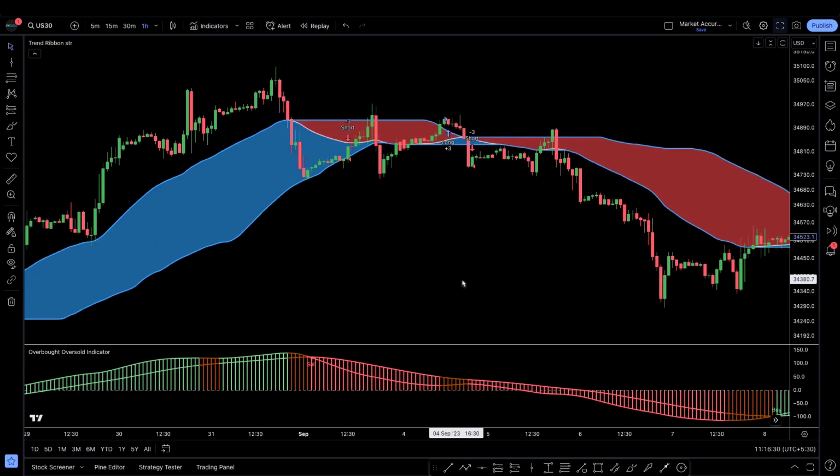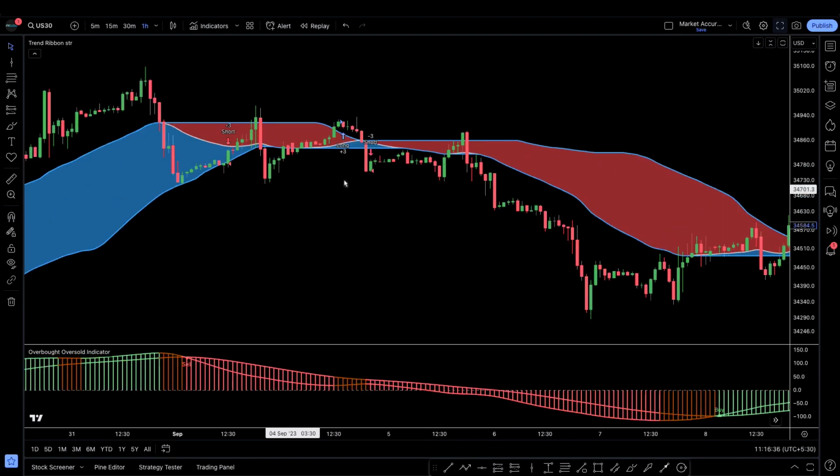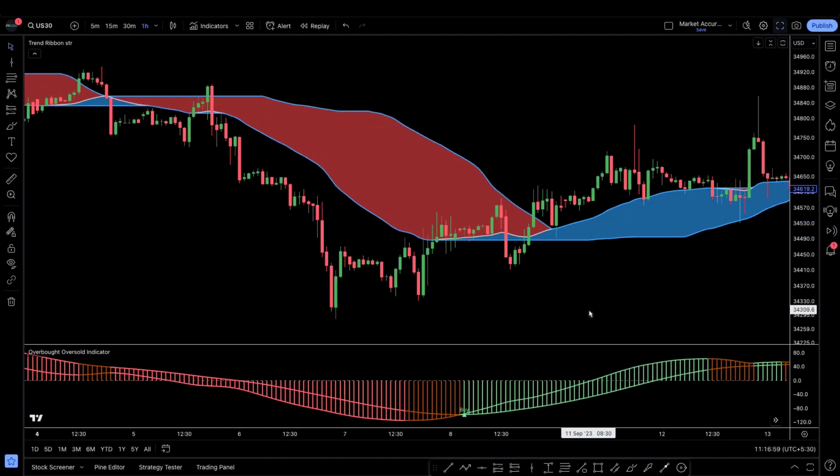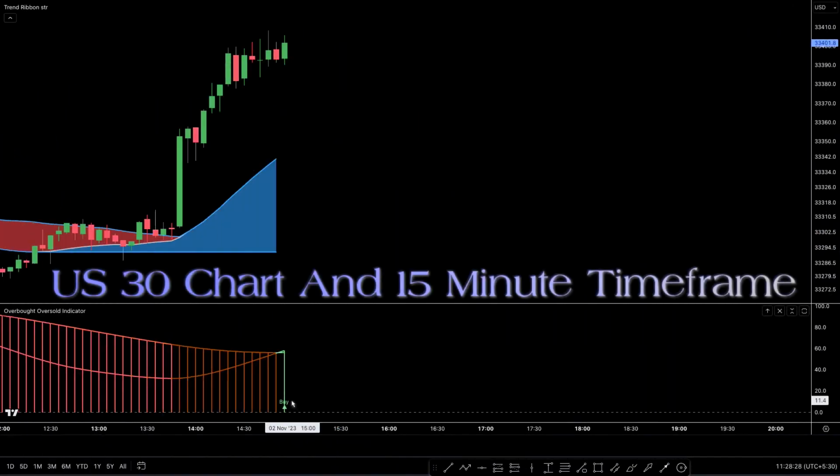Before that, we can see that we are getting multiple signals from the trend ribbon indicator, so we will go to the settings here and uncheck the long and short option in the input tab. Now we will see a buy trade on the US 30 chart and 15-minute time frame.